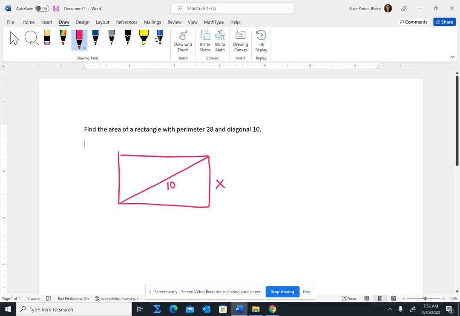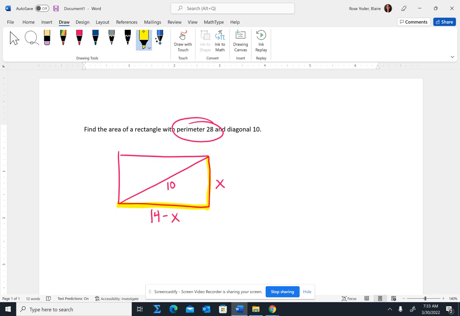It's tempting to say 28 minus x because the perimeter is 28, but remember that there's 2 of each side that has to add up to 28. So really the combination of when you add 2 sides together, like this side and this side, would be half the perimeter. So those 2 sides add up to 14. So I'm going to call one of the sides x and the other side will be 14 minus x. So if one of the sides is 4, the other side has to be 10 because they add up to 14. If one side's 2, the other side's 12 because they have to add up to 14.